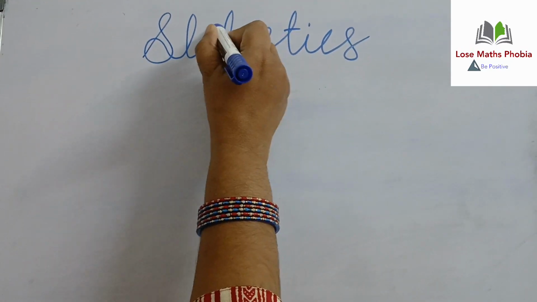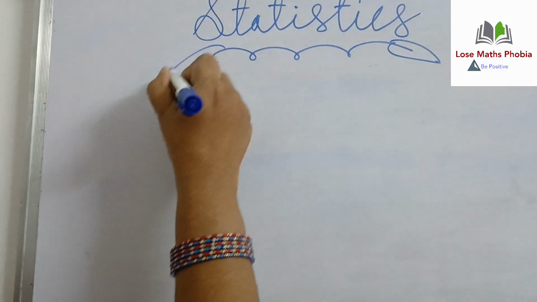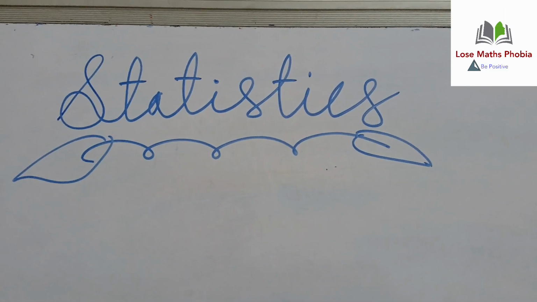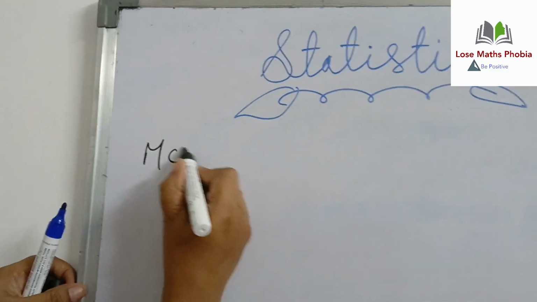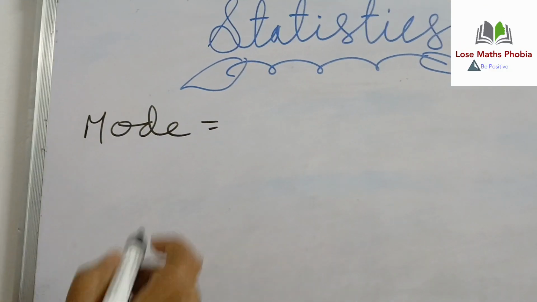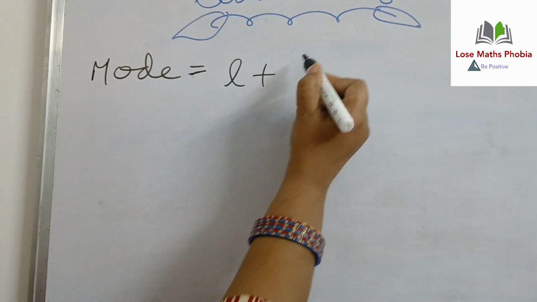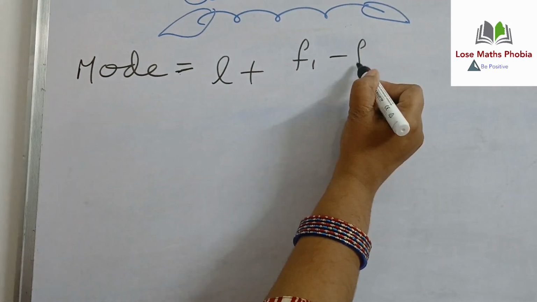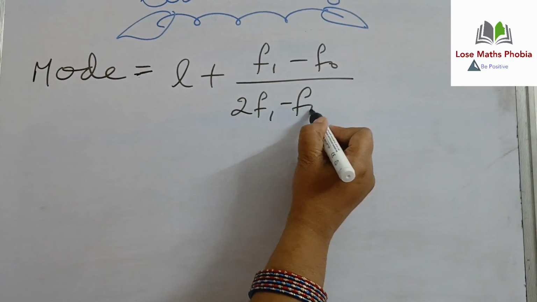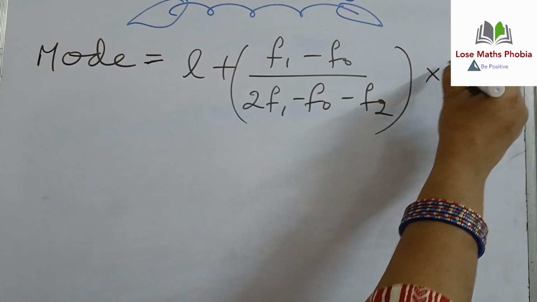Statistics is a beautiful, wonderful chapter which every child likes. Let us learn first of all the mode formula. Generally, mode will be asked many times in the board examination. It is so simple also to learn. Mode = L + [(F1 - F0) / (2F1 - F0 - F2)] × H. This should be written in the bracket, into H.